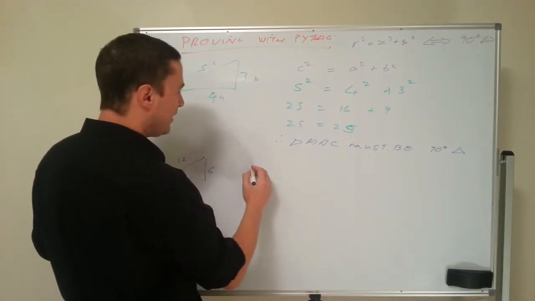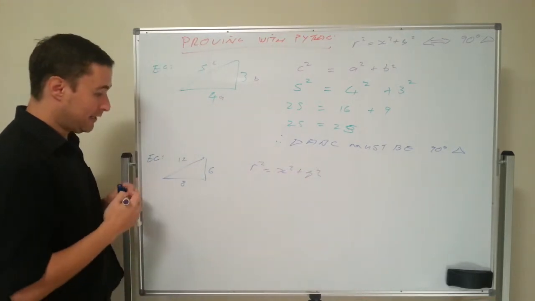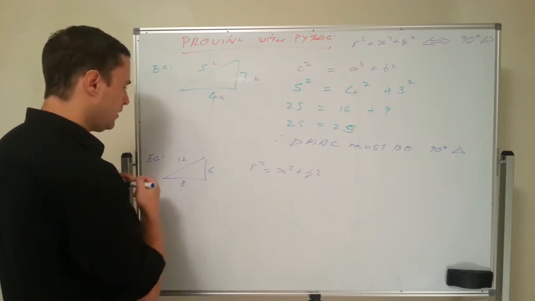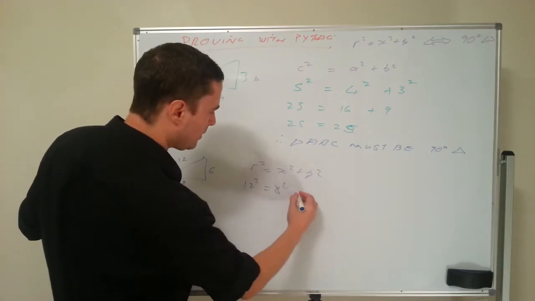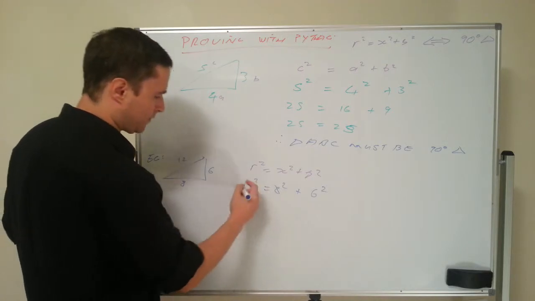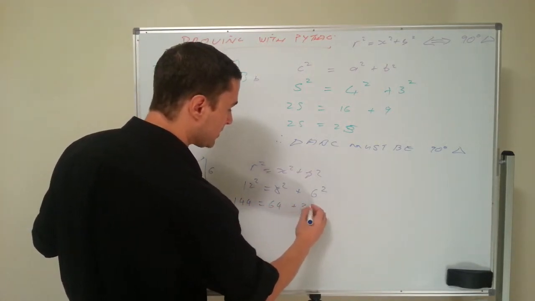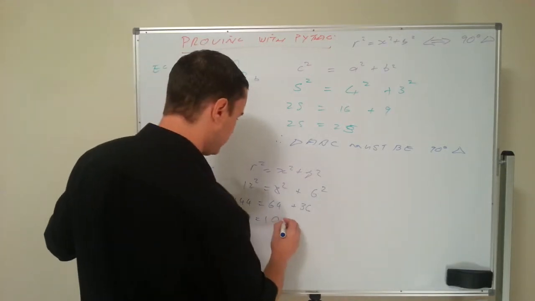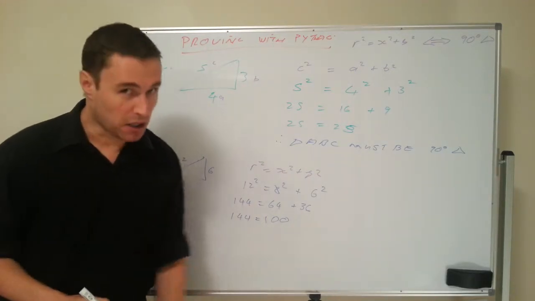I've got here r squared equals x squared plus y squared, and let's put in the right things. So r squared is 12 squared, equals x squared, 8 squared, plus y squared, 6 squared. Are you with me? Tidy stuff up. 12 squared is 144, 8 squared is 64, 6 squared is 36. 144 equals 64 plus 36, which is 100. So what is this? This is a fallacy. 144 is not equal to 100.